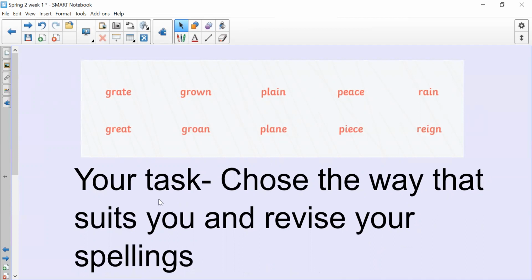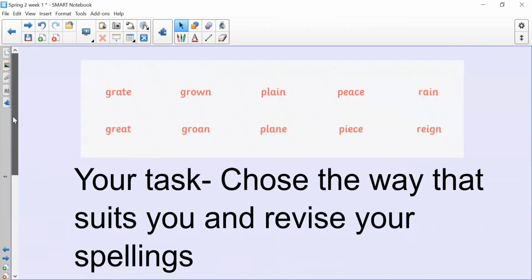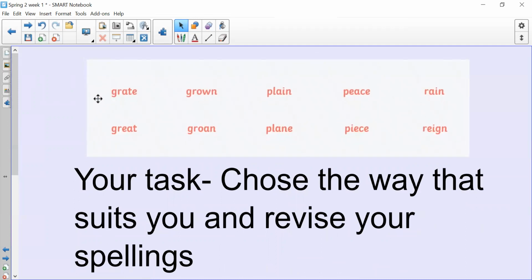So for your task today, you're going to choose the way that suits you and you're going to revise your spellings. And it's important to take control of your learning and pick a way that you know is going to help you. So here are the spelling words. If you want to jot them down now, you can pause the screen so you make sure you're getting them right first time. And then there's just going to be a little quiz on Teams.